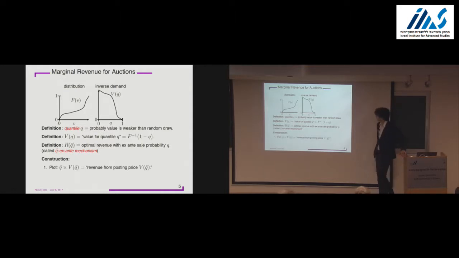Okay, so how do you do this? Well, let's just plot the revenue from posting price V of Q hat. If I post price V of Q hat, all the agents who are stronger than Q hat, so the agents who have quantile 0 to Q hat, all buy. There's a Q hat measure of them. So my revenue is just Q hat times V of Q hat. I can plot that as a function. Q times V of Q might look like this.